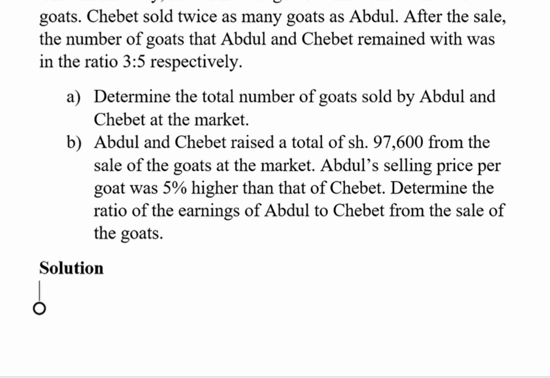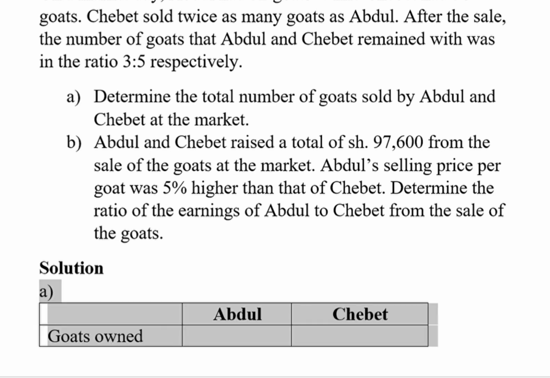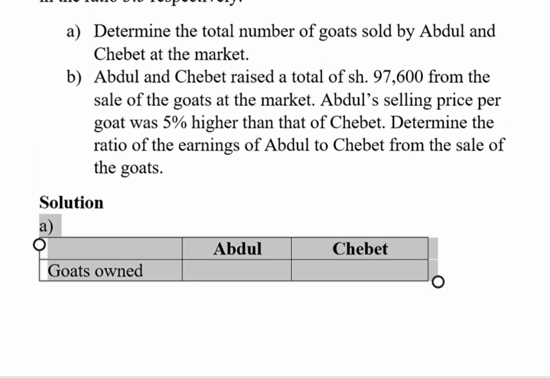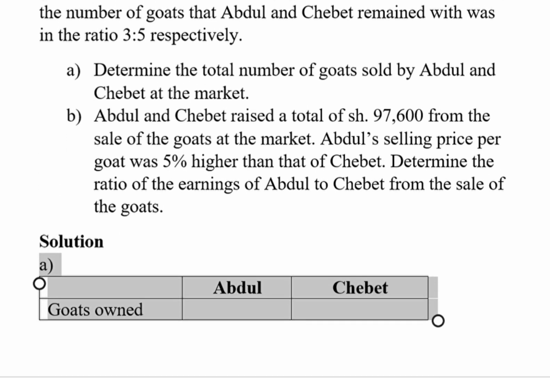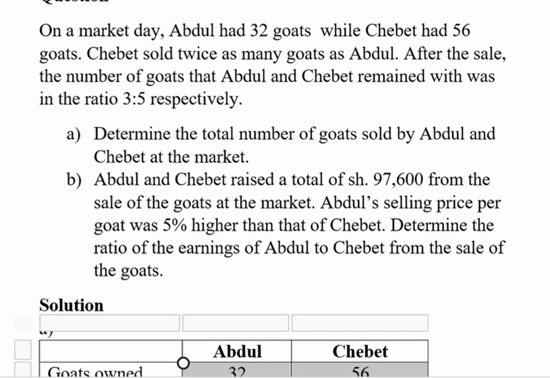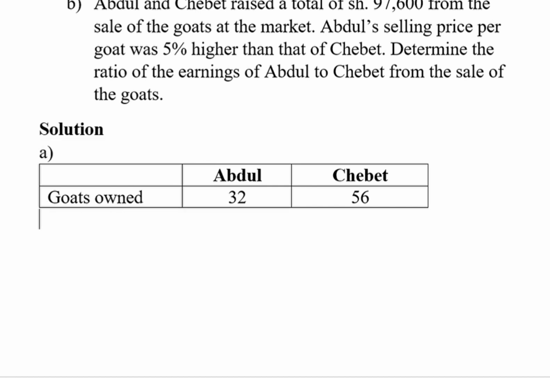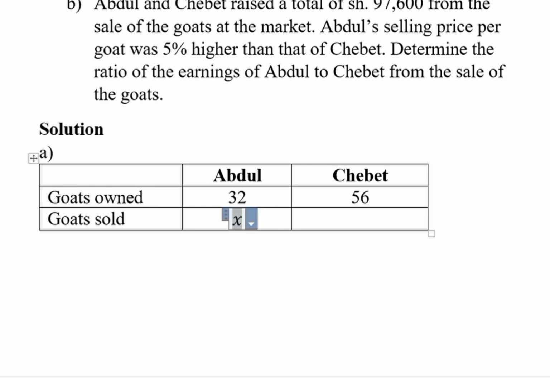First thing we do is to summarize the information we have here. So we have Chebet and Abdul. We are told the goats they owned were 32 and 56 respectively. And then we are told Chebet sold twice as many goats as Abdul. So if we say Abdul sold X, then it means Chebet will sell twice this. So Chebet sold twice X, that is 2X.